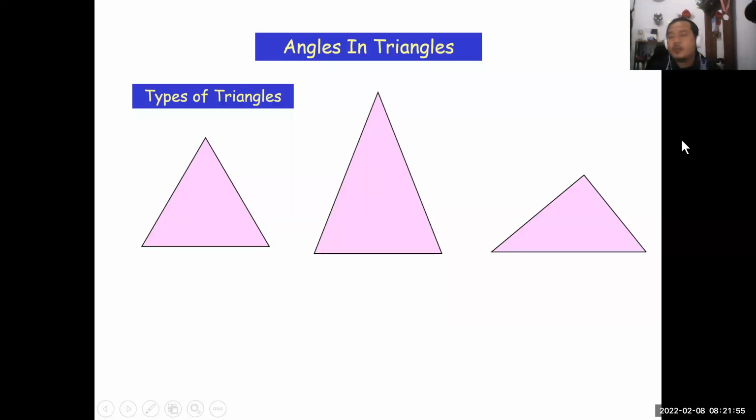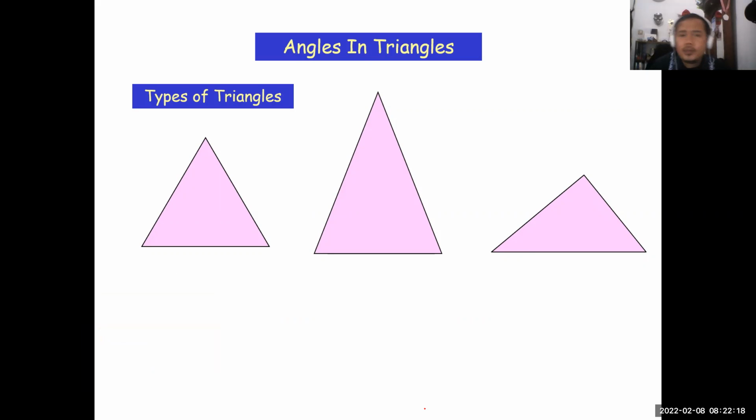So we have types of triangles, and we know that there are actually 6 types of triangles, but 3 of them are based on the angles, and 3 of them are based on the side length. Now, can anyone tell me what the names of these triangles are?